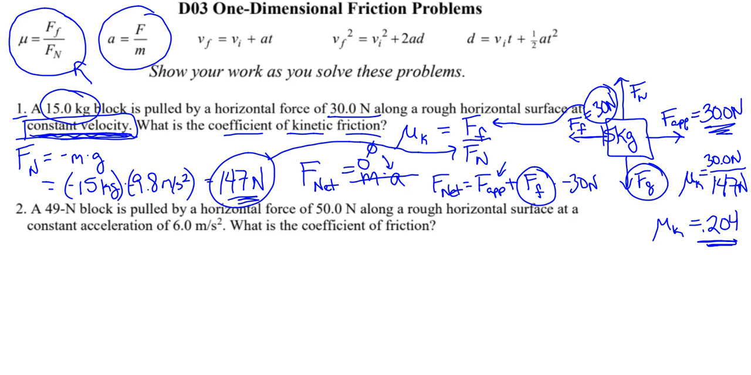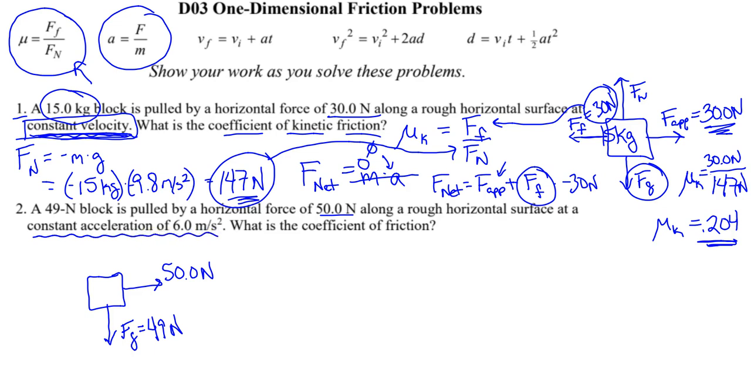So what they gave us there is the force of gravity. So the force of gravity is equal to 49 newtons, okay? It is pulled by a horizontal force of 50 newtons, so our applied force is 50.0 newtons along a rough horizontal surface at a constant acceleration. So now we don't have constant velocity, we have constant acceleration.